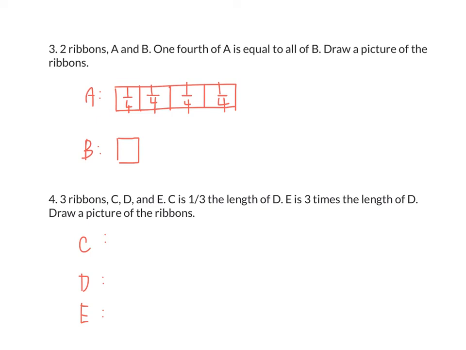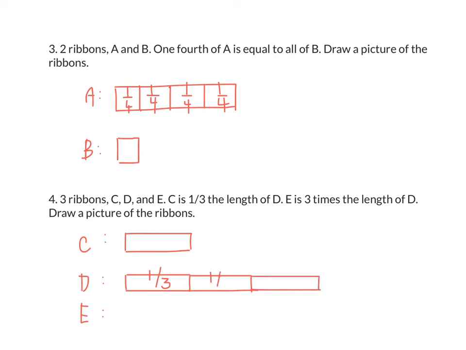Okay, so let's start by drawing. Let's draw C first. C can be any length. But C is going to be 1/3 the length of D. So if this is the same, do you guys see how right now C and D I've drawn the exact same length? But this is only 1/3. So how do I need to complete D? I have to add 2 more of them, yeah. Add 2 more C's, right?